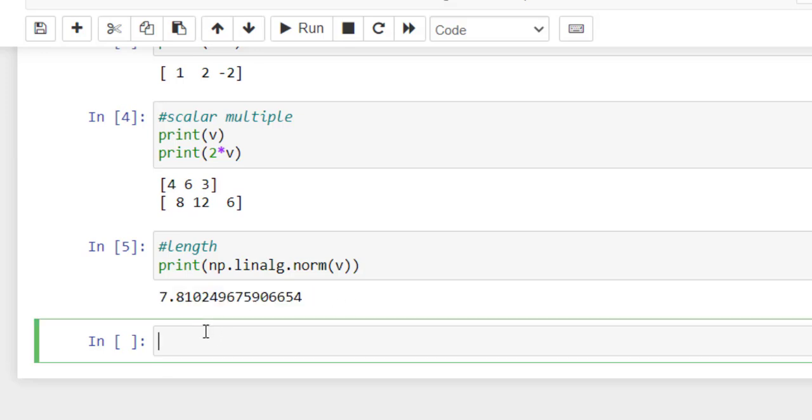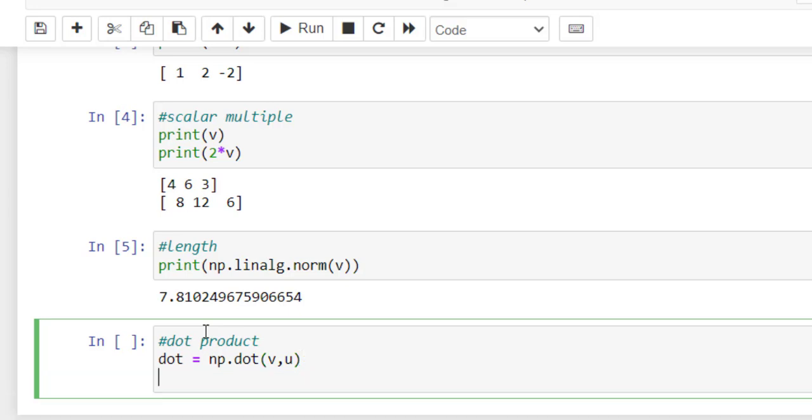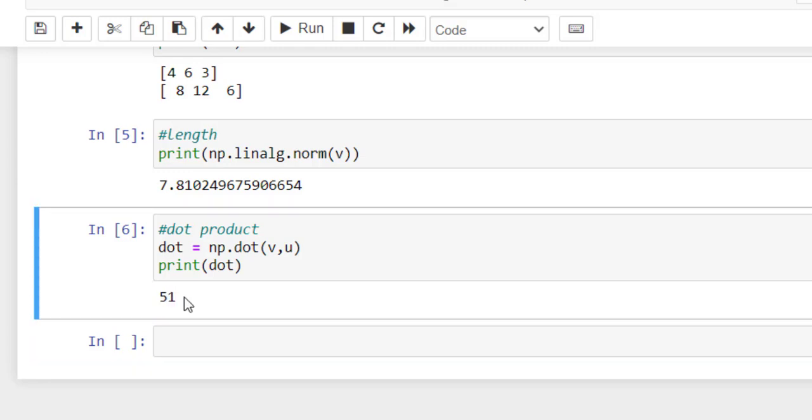And if you want to get the dot product of the two vectors, we can say our variable, let us store it in dot, is equal to NumPy dot, let us call the dot function. Then we want to multiply v and u. Then we print dot, our variable. So this is the dot product of these two vectors, as you can see here.